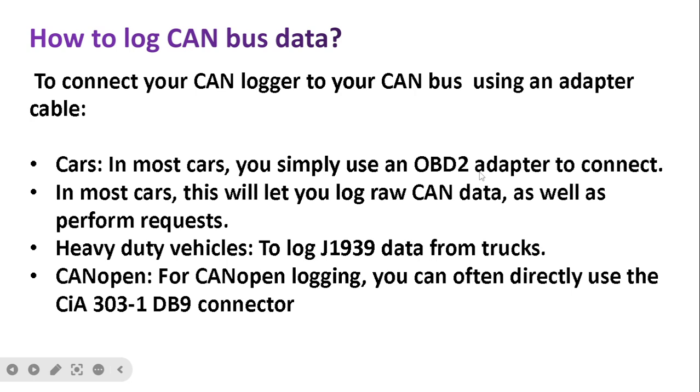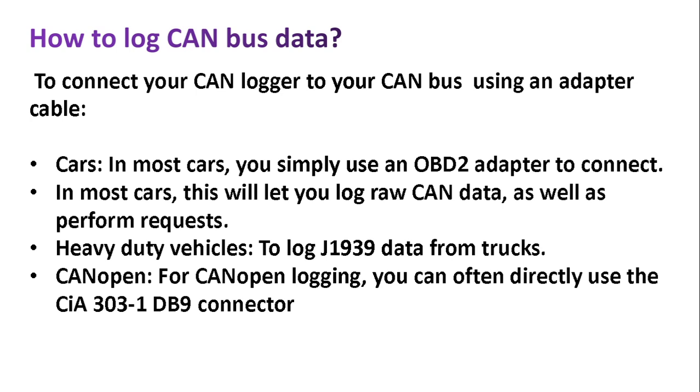OBD2 is one type of connector or adapter to connect. In most cars this will let you log raw CAN data as well as perform requests. In heavy duty vehicles, the J1939 standard is used for logging. For heavy trucks, the J1939 standard is used for plugging the data cable to the ECU.